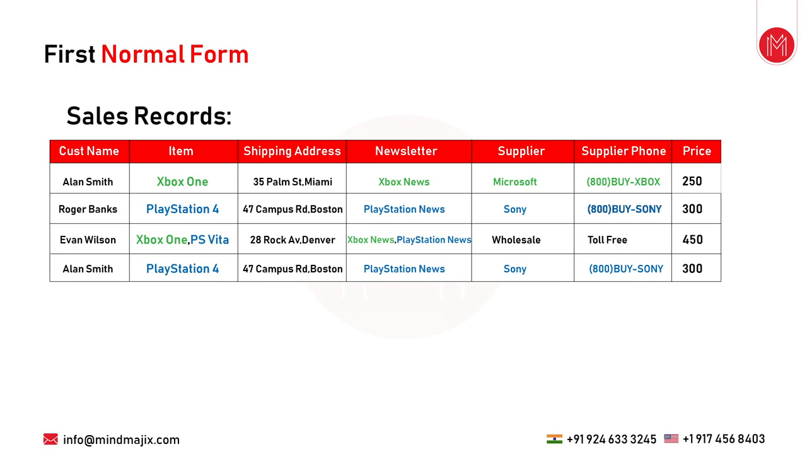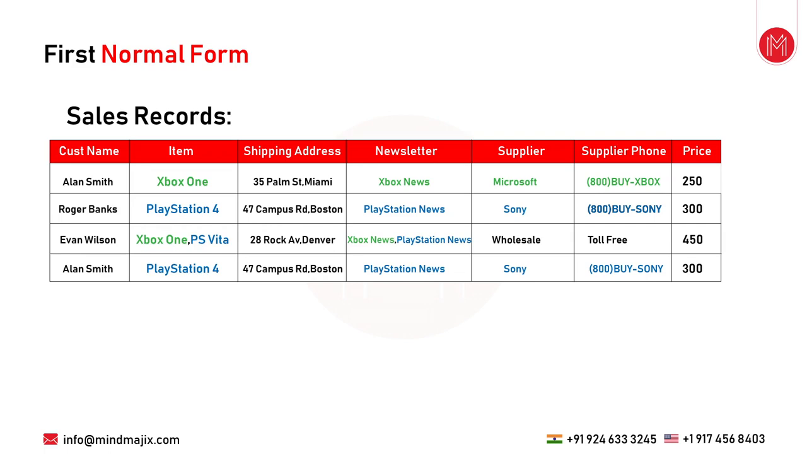Along with these particular products, there are certain news items for each of the products. We can see that some customers have purchased multiple products, like Wilson has purchased Xbox and PlayStation. Over here we can see there are multiple products marked against a customer. Second, we can see that there is data redundancy in the shipping address, where 47 Campus Road has occurred twice, once for Roger and the other for Alan.